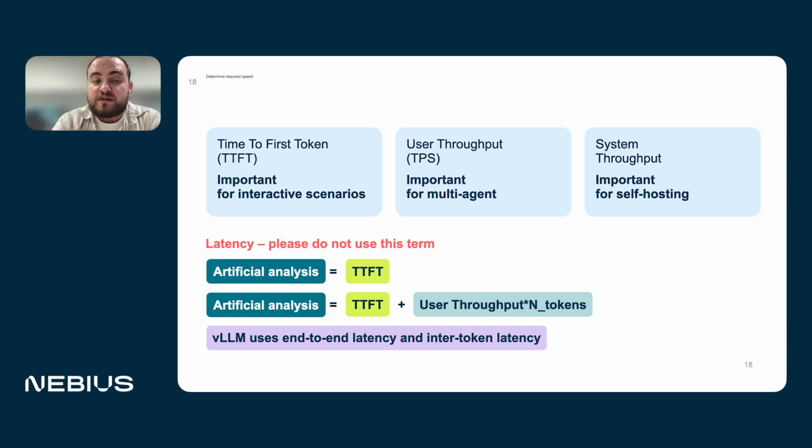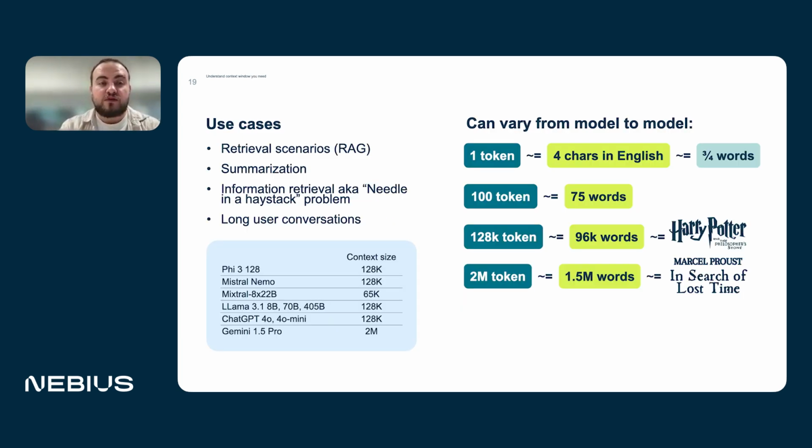There is also such a term as latency. I would say please do not use this term, just because every provider, every company perceives this term differently. For example, in Artificial Analysis, it's TTFT. For Databricks, it's TTFT plus, basically, end-to-end latency. vLLM, a popular open source inference engine, has end-to-end latency and inter-token latency. So if you're saying latency, it can be vague and not straightforward. The terms that I was talking about before are much better for understanding your use case.